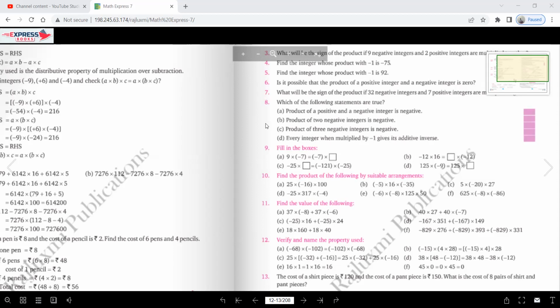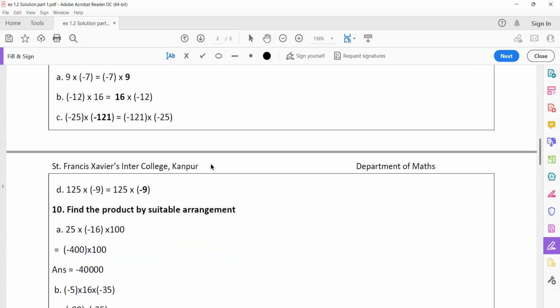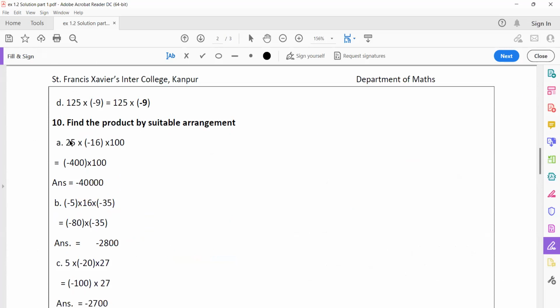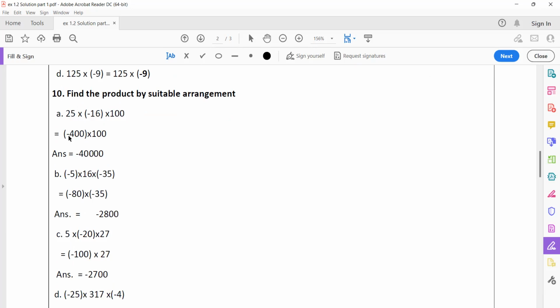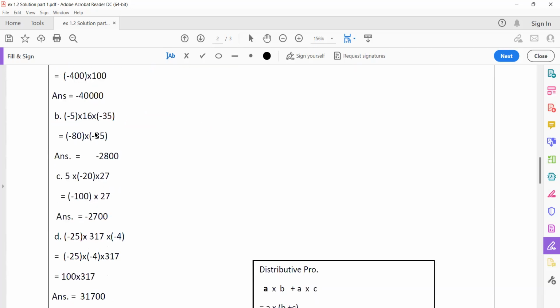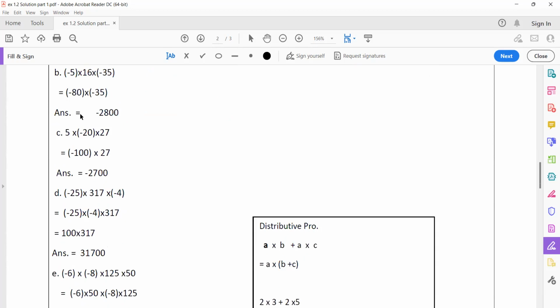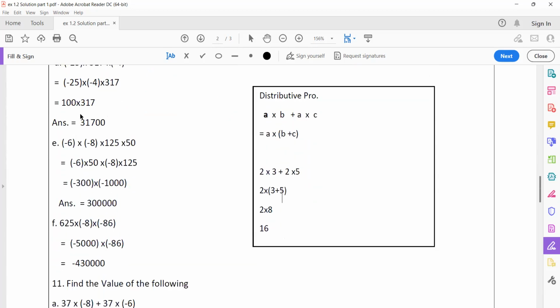Now question number 10, you can see, find the product using a suitable arrangement. My dear student, I have solved this question. Find 25 into -16 into 100. First we multiply 25 into 16, which gives -400, and we multiply with 100, which gives -40,000. The same thing we have to do here. We multiply the numbers and we will easily get the answer. No problem in this.